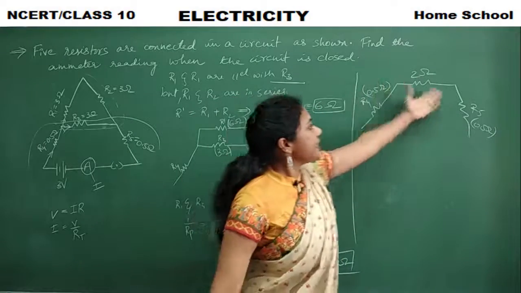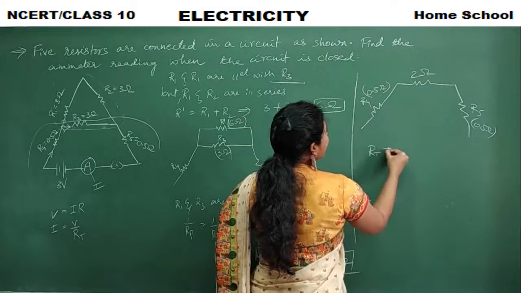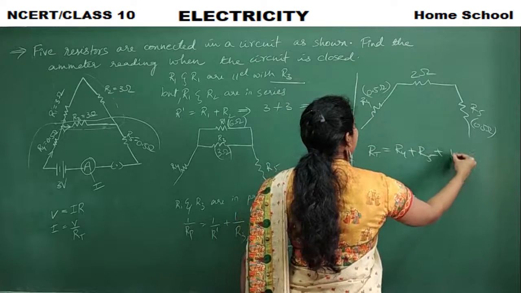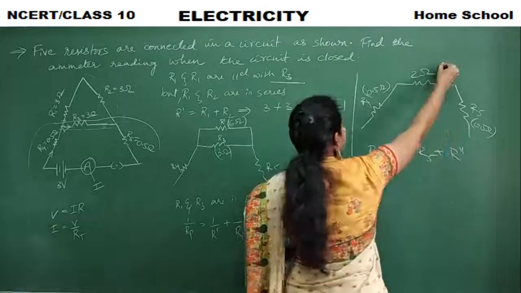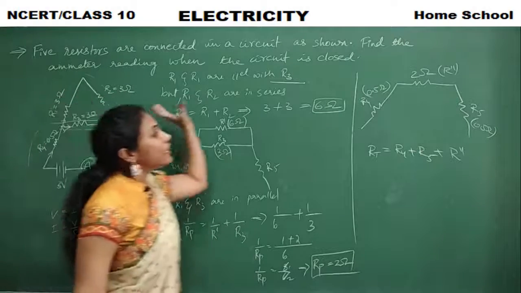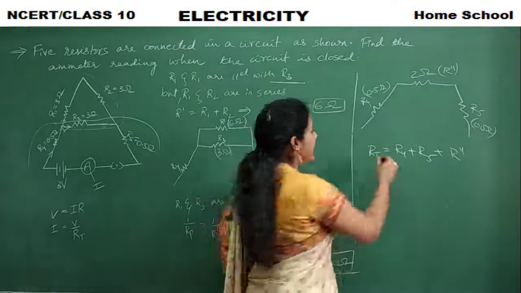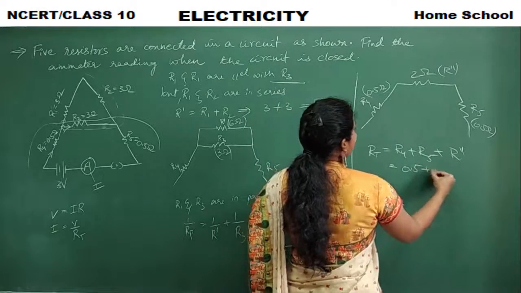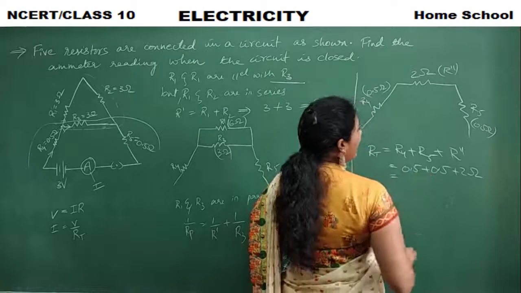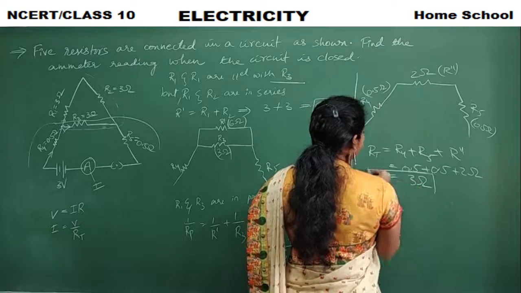Now all the three are in series, right? So total resistance RT is equal to R4 plus R5 plus R double dash. I'll consider this as R double dash now. See now the triangle part, the whole triangle part is over. The whole triangle part's resistance is 2 ohms. Let it be R double dash. Okay. So now add everything. 0.5 plus 0.5 plus 2 ohms. So that would be how much? 3 ohms, right? So RT is equal to 3 ohms.